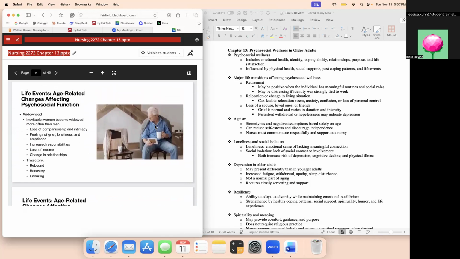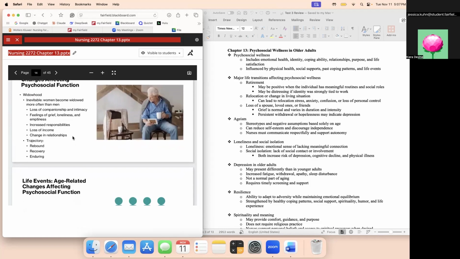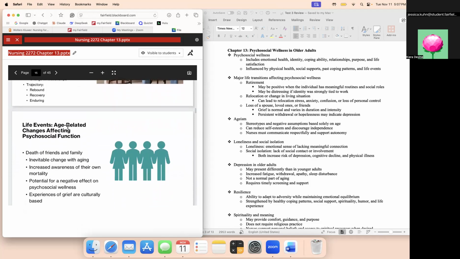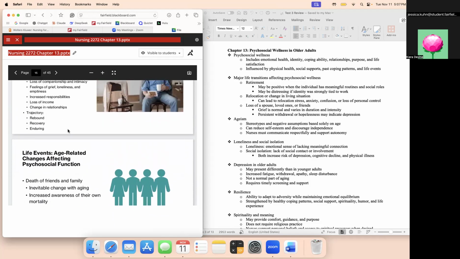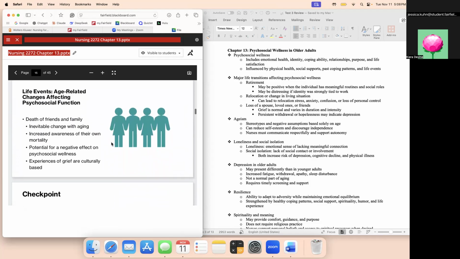Widowhood, we kind of covered the loss of your spouse. Women become widowed much more often than men. They should follow a particular trajectory, where you lose the spouse, eventually you rebound or recover, and then hopefully you'll not get over it, but get past it, be able to live your life, or you'll live in this kind of enduring grief, which is a whole other concept of complicated grief. Then the loss of friends and family.